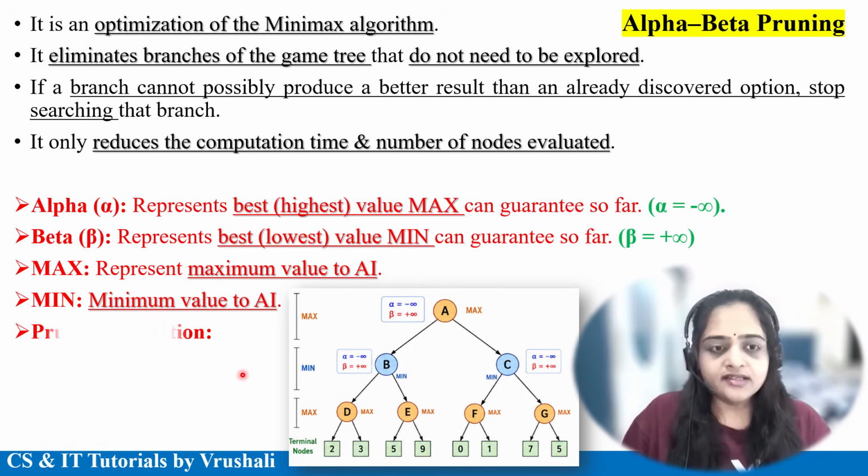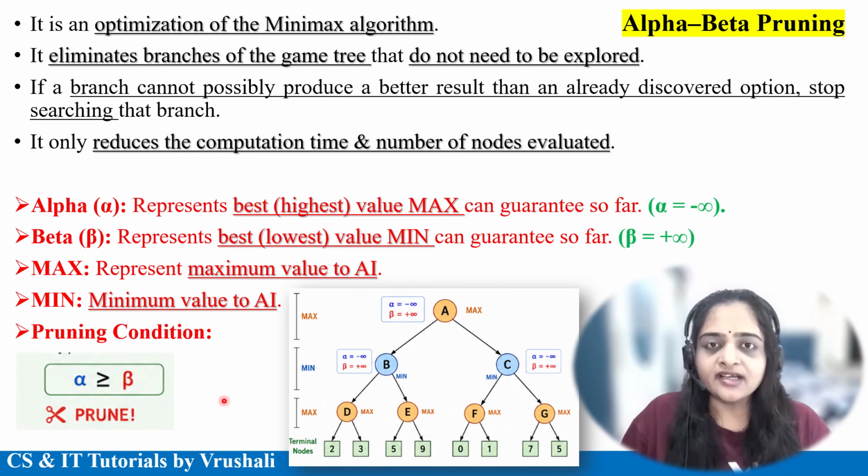Okay. Now in this particular example or algorithm, there will be a pruning condition. Pruning condition means when you need to eliminate a move or cut off a branch of the tree. The condition is when alpha is greater than or equal to beta. When this condition happens while solving the example, you need to apply the prune, that is alpha beta pruning. Okay. So these are the basic terminologies. Now let's understand this while solving the example.